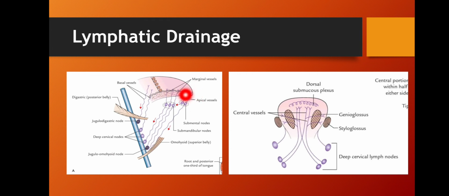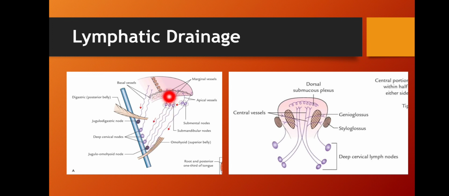So this is the apical part of the tongue. This apical part of the tongue is drained into submental nodes. This is the submental node. From the submental nodes, it is drained into the jugulo-omohyoid node. So the course is apical portion, submental, submental to jugulo-omohyoid.